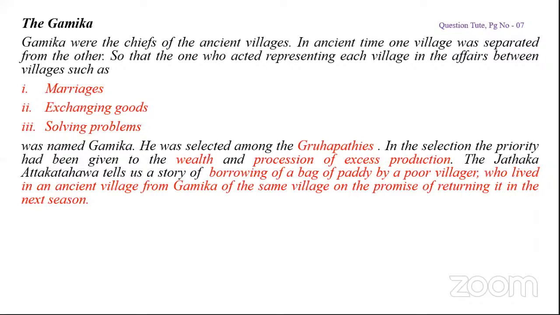The Jataka Attakatava tells us a story. So what is the story? One villager who did not receive a good harvest had borrowed a bag of paddy from the village headman, on the promise of returning that in the next season when he gets a good harvest. So that shows that poor people, the people who did not get a proper harvest, had depended on one who got a proper harvest. So then that person became the village headman.